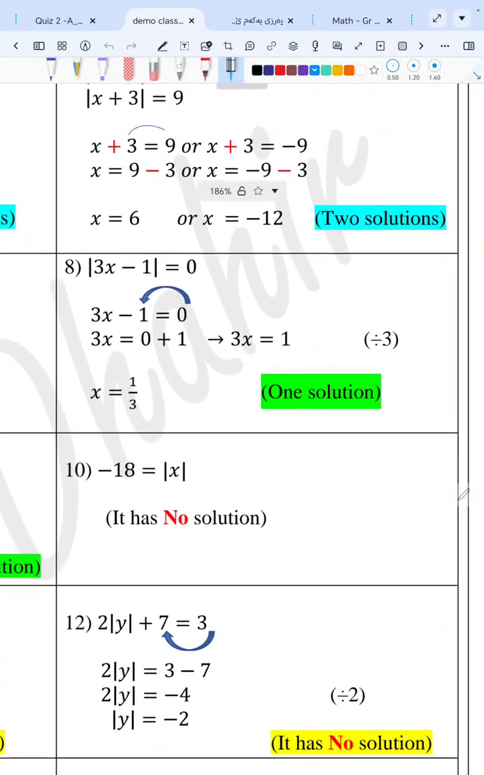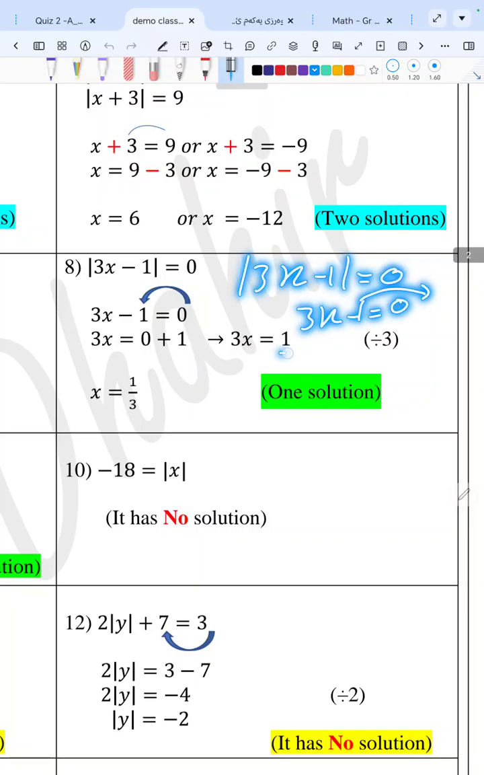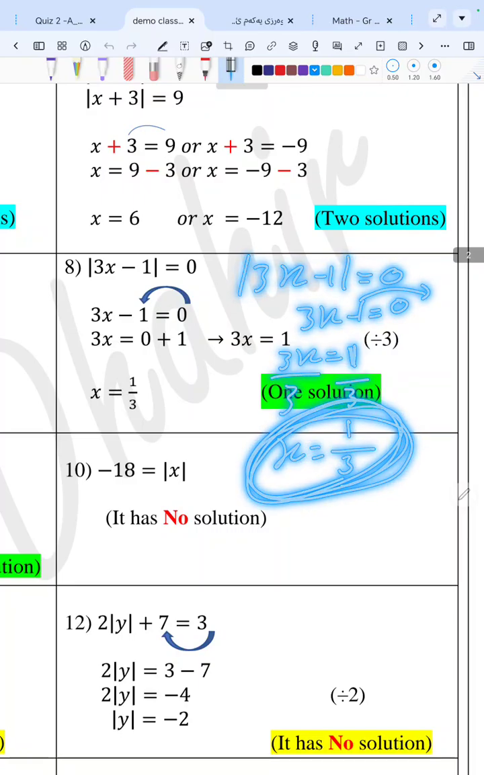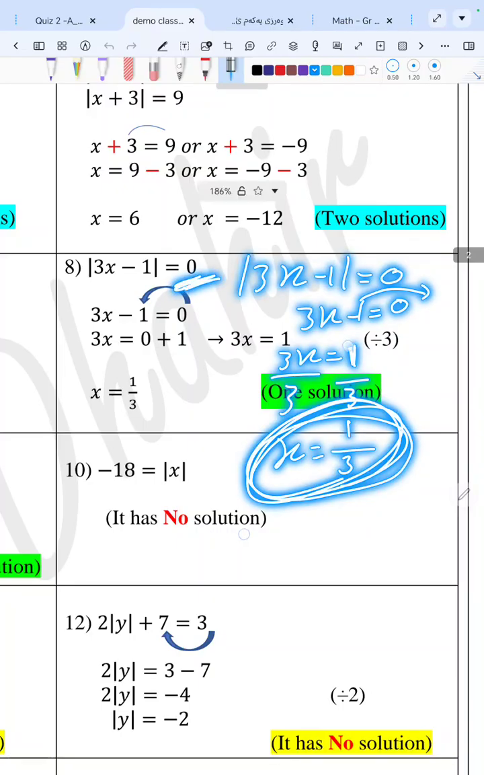Another example about 0. When it equals 0, we have 3x minus 1 equals 0. Move 1 to the other side. It will be 3x equals positive 1. How to get rid of 3? Divide by 3, divide by 3. x equals 1 over 3. It has only one solution. Why? Because it equals 0.